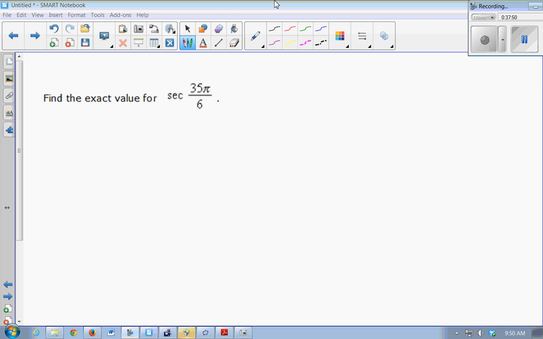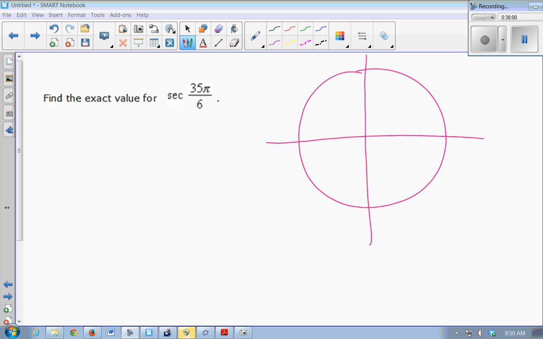Okay, so the exact value of the secant of 35 pi over 6. All right, here's my unit circle. I'm going to put in pi over 6's. So pi over 6 is like 30 degrees right there. And then if I go another 30 degrees or another pi over 6, I would get 2 pi over 6, which is pi over 3.